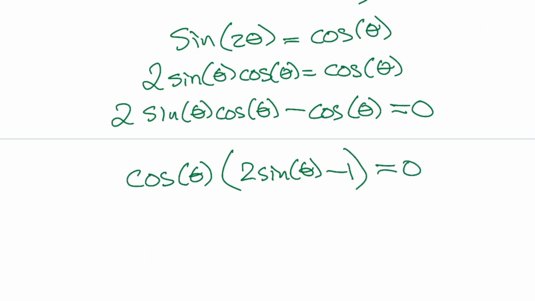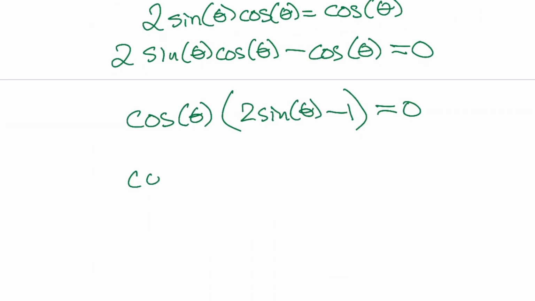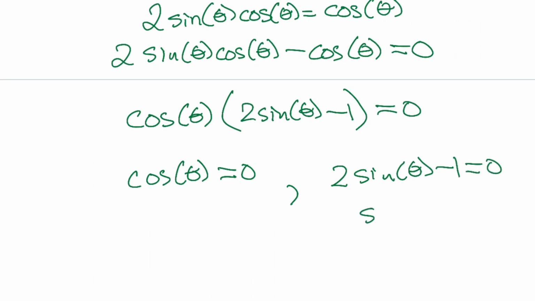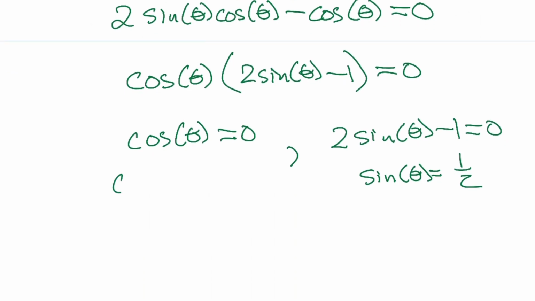So that means that I've got cosine theta equals 0 and 2 sine theta minus 1 equals 0. So cosine theta equals 0, those are all right angles. So theta is pi over 2, 3 pi over 2.